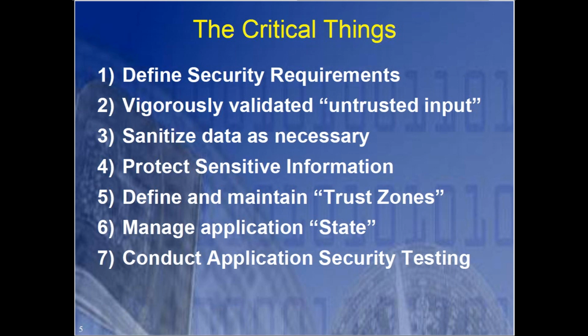Number 6. Manage application state. This has to do with regulating the navigation of your application. As a user works their way through from page to page within your application, making sure that we're tracking that and that at any point in time we can answer the question, does this transition make sense and should we allow it? Number 7, conduct application security testing. Have a security test plan that goes alongside of your quality test plan, and that includes, as we mentioned before, structured and unstructured types of tests.